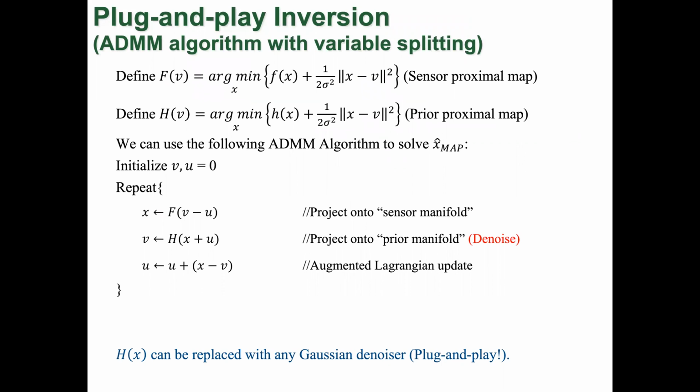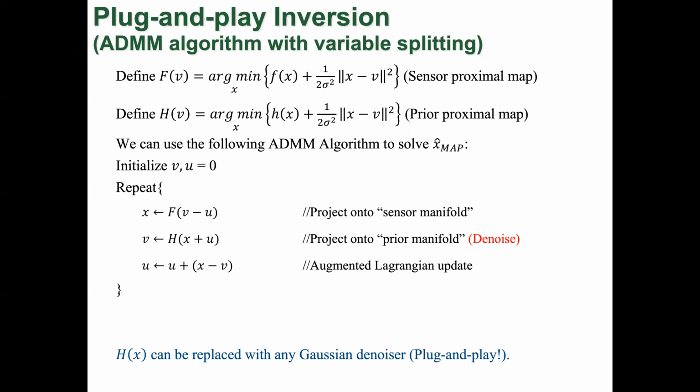We can solve the minimization problem with the ADMM algorithm with variable splitting. For the prior and forward likelihood functions f of v and h of v, we define their associated proximal maps, capital F of v and capital H of v, as shown in the slides. We will talk about these proximal maps in detail in later slides.